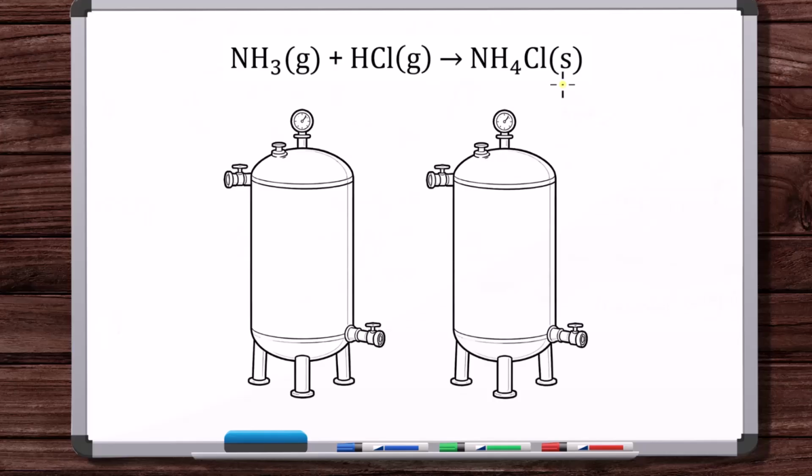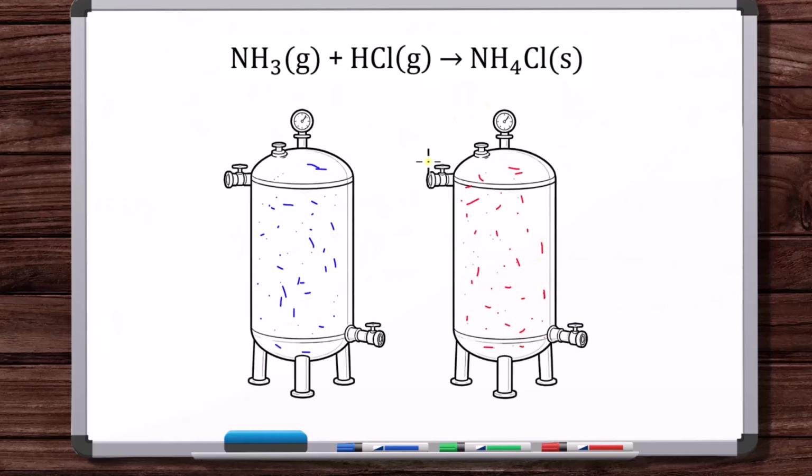For example, let's consider the reaction between ammonia gas and hydrogen chloride gas to produce solid ammonium chloride. Before the reaction occurs, the system contains all of the ammonia and hydrogen chloride gas. So the system encloses the entire ammonia gas body and the entire hydrogen chloride gas body. Let's suppose that this vessel here contains just pure ammonia gas, and this vessel here contains pure hydrogen chloride gas.